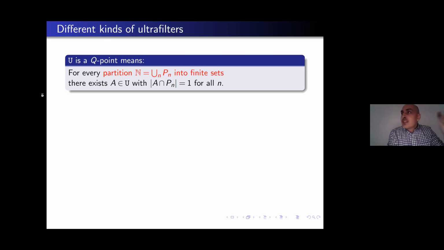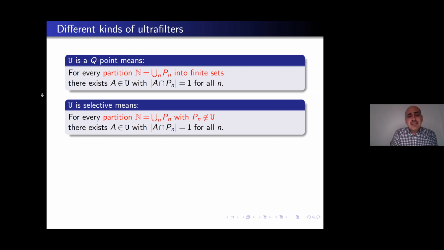So by choosing an element in each piece, I can create an element which is in the ultrafilter, meaning, as I told, one thinks of the ultrafilter as the big sets in some sense. So I can produce a big set by choosing an element from each piece. And we have another notion called selective ultrafilter. It's like a generalization of the previous one, where it's the same thing, but the partition is not into finite sets, it's just into sets that are not in the ultrafilter.